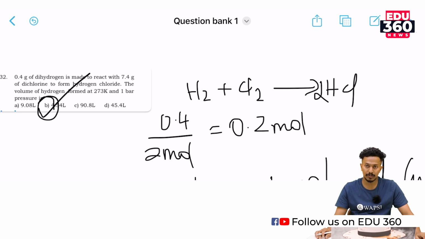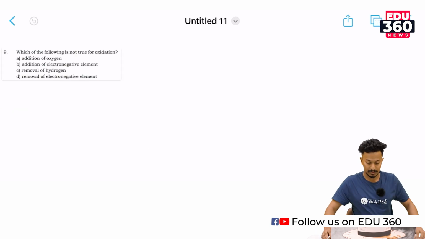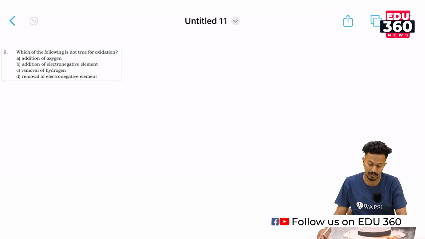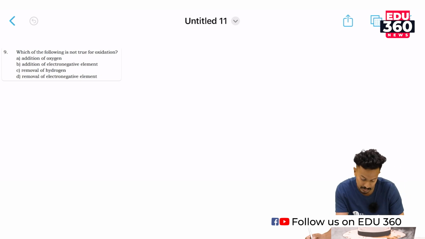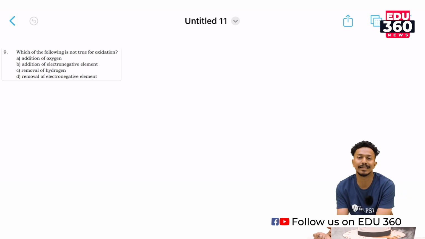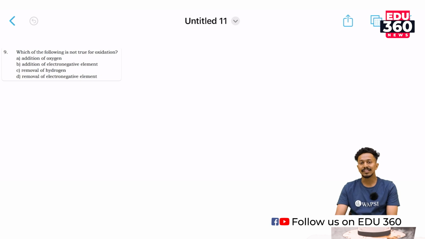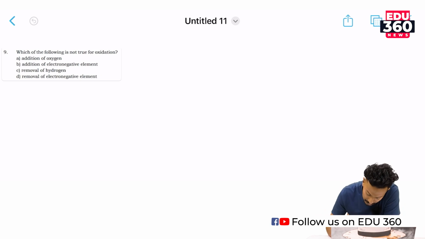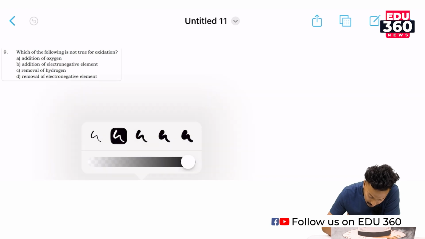We will move on to our next question. So this is our question right here: which of the following is not true for oxidation? So what do you mean by oxidation? Addition of electrons, removal of hydrogen, addition of an oxygen atom, addition of an electronegative atom. These are all explanations of an oxidation reaction. So which is the wrong one here? They are asking which is the wrong one.